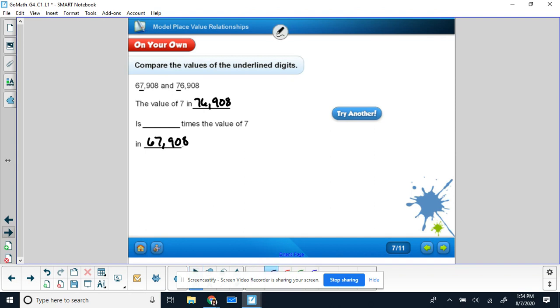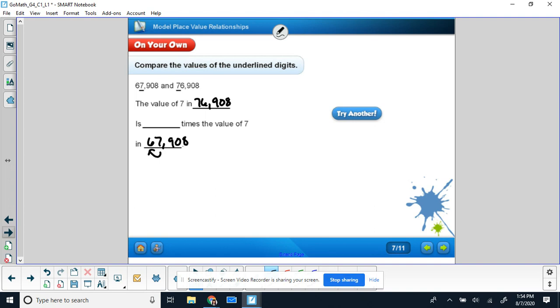Now, if you pay attention to your place value chart, you'll probably notice a pattern of tens. So to get to the next place over, what do you have to multiply 7 by? So if you notice, you always have to add a 0. So that means you're multiplying by 10.